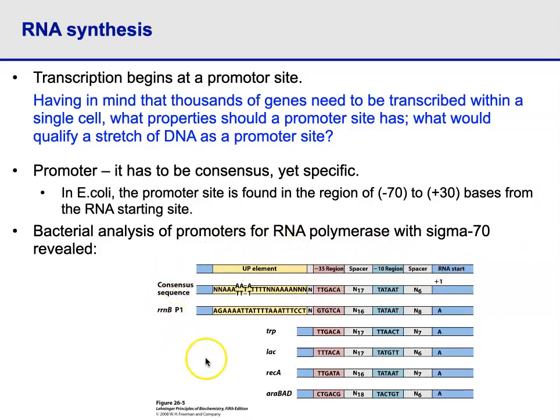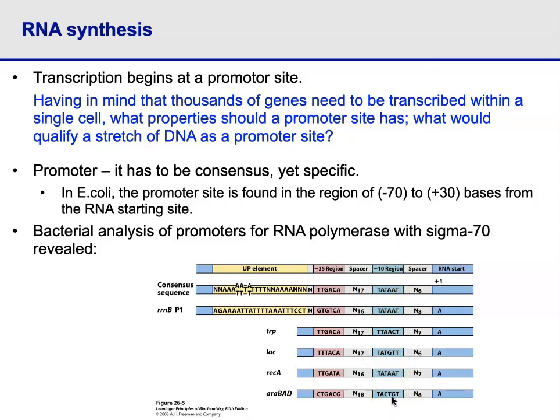And this diagram shows an example of promoters from different bacteria, and you can see certain consensus sequences within the -10 area, the -35, the UP element, that there is certain consistency between the sites.